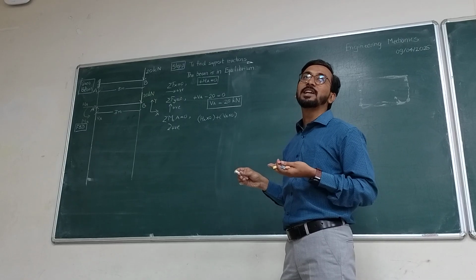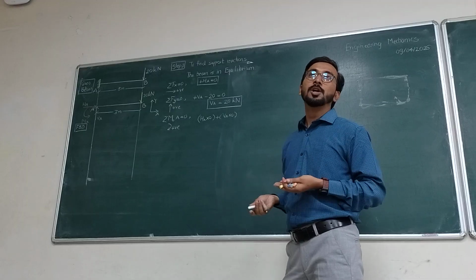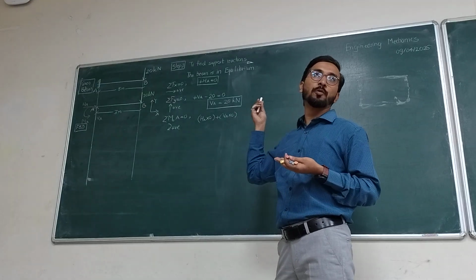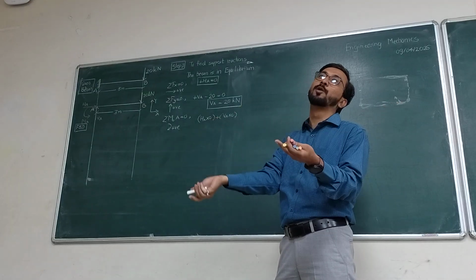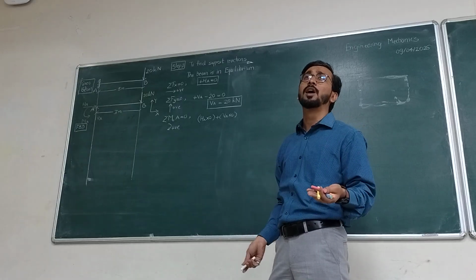Sum of moments acting at point A is 0. That is the equation, no? So what should I write? HA into 0, VA into 0, because both of them are passing through A only. So the perpendicular distance is 0. Next.